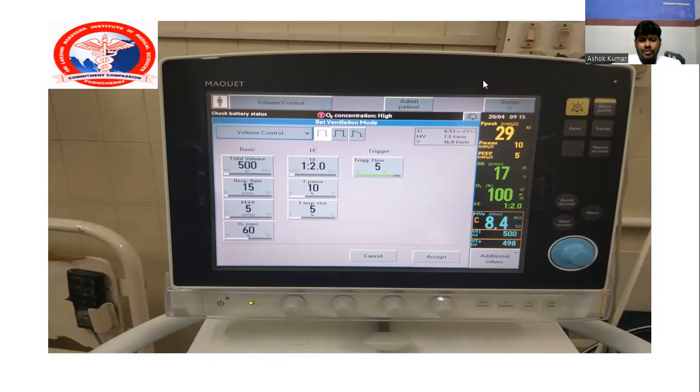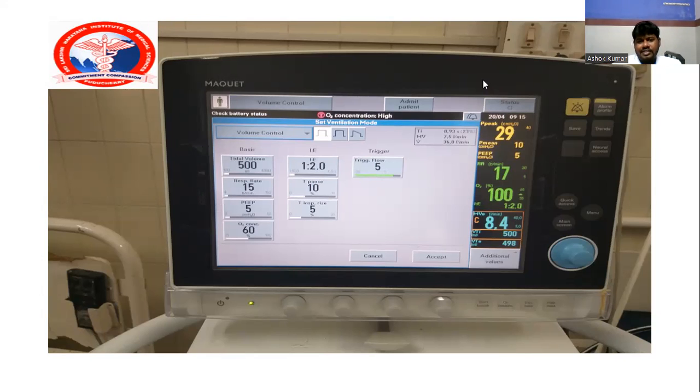Then FiO2, fraction of inspired oxygen concentration. Normally we want to set above the atmospheric pressure, oxygen around more than 21%. For example, we keep around 60%.